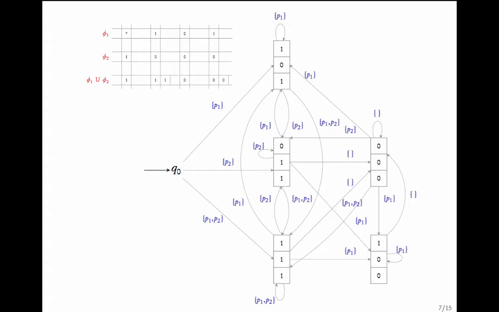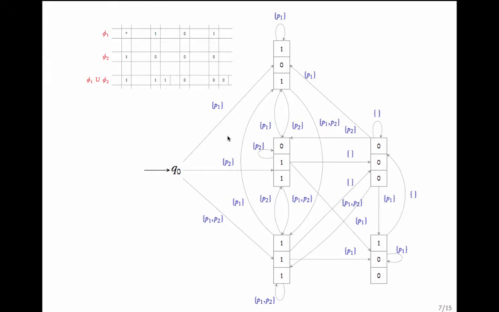For example, the word P1 followed by the empty letter does not satisfy P1 until P2. So you see P1, empty letter, empty letter, empty letter, and so on. From Q0 on P1 you go here, and here there is no transition out of the empty letter. We had seen this example previously.